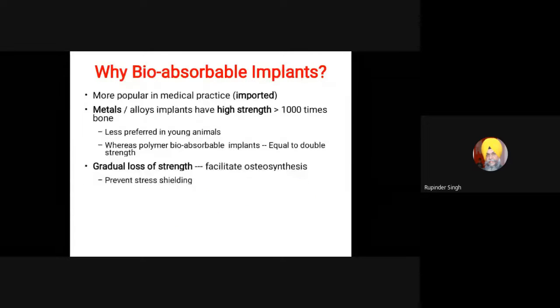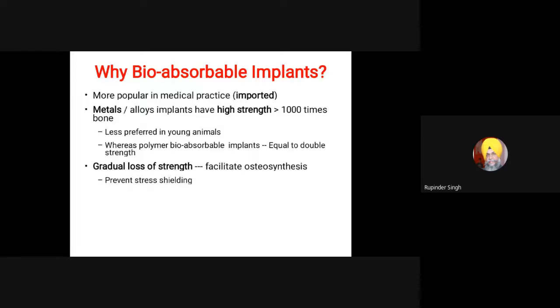Then these bioabsorbable implants facilitate osteogenesis. How do they facilitate osteogenesis? Because they prevent stress shielding. Another thing, because their strength is the same as the bone, they don't hinder the biomechanics of the bone. So that leads to osteogenesis. The bone is deposited quite fast in these animals.